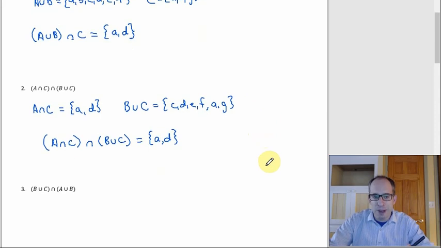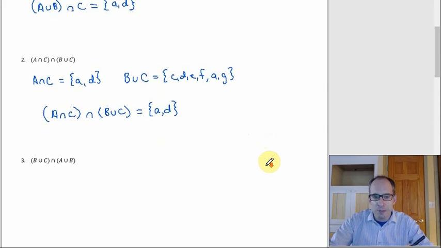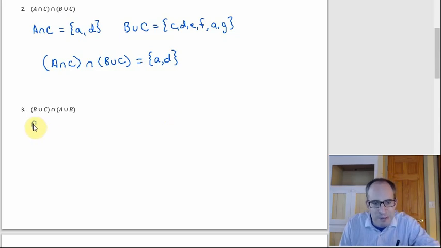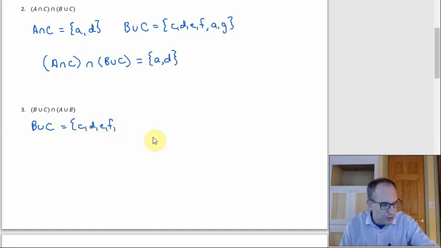Next would be B union C intersect A union B. All right, here I don't think I can keep scrolling back up and back down. I think that would actually make it more confusing to watch. But B union C, based on what's up above, so B is C, D, E, and F, and C rather, is A, D, and G. So if I write all that out, it would be C, D, E, F, and then, well, actually, I'm just recopying this, right?